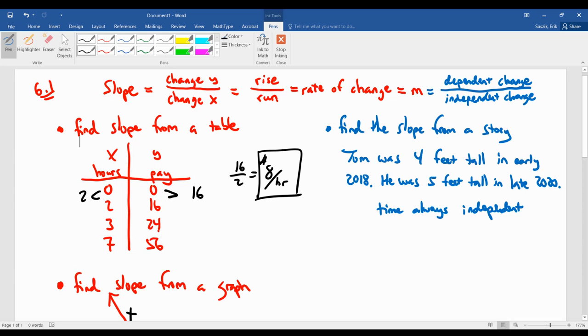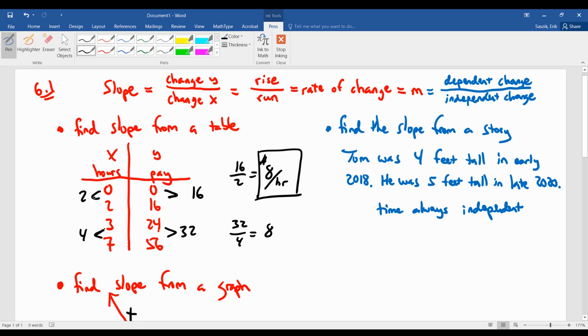Now, I want you to realize it doesn't matter which 2 points we looked at, okay? From 3 to 7 is adding a 4. 24 to 56 means we added 32. 32 over 4 is also 8. We didn't even have to look at points that were consecutive. We could have gone from 0, 0 to 7, 56. We would have had a change of 56 over a change of 7. So it would still be 8.